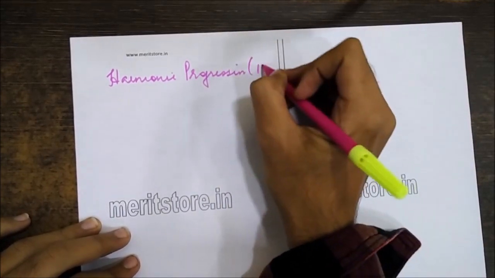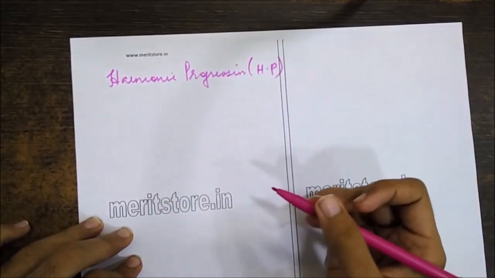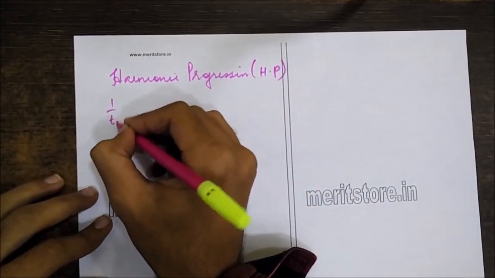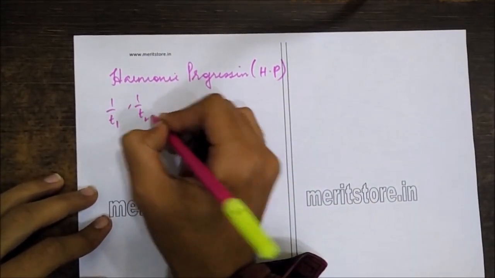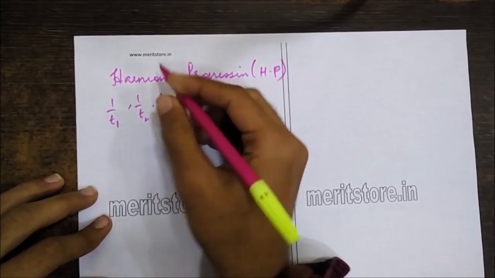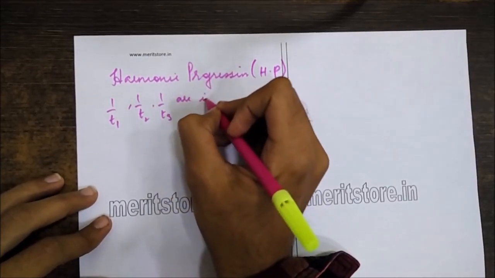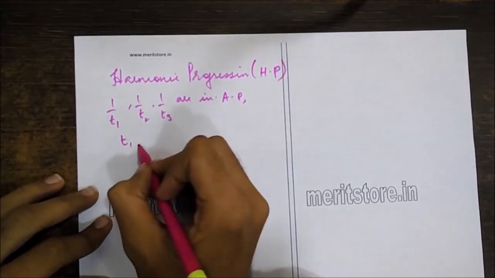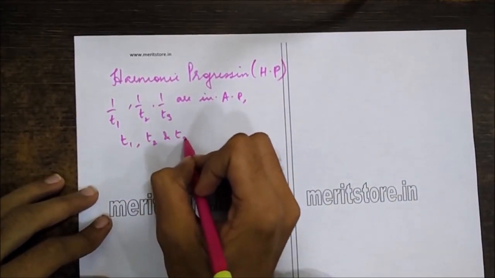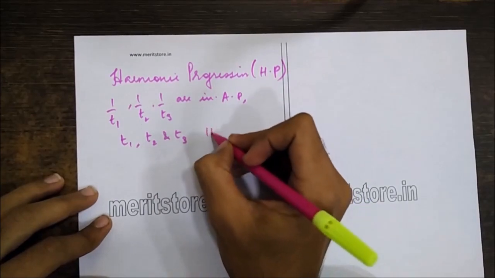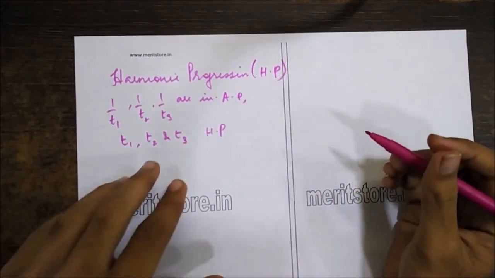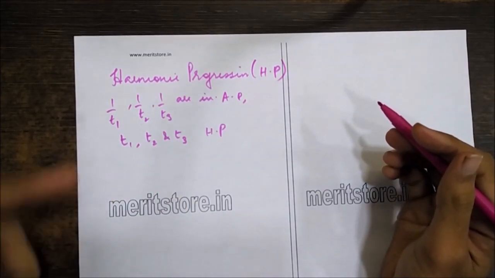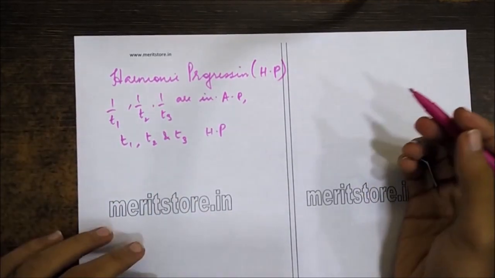This is the harmonic progression, that is HP. So if 1 by T1, 1 by T2, 1 by T3 are in an arithmetic progression, then T1, T2 and T3 are said to be in harmonic progression. So basically, if any terms are given to us, and the terms are in AP, then the reciprocal of the terms are in the HP.